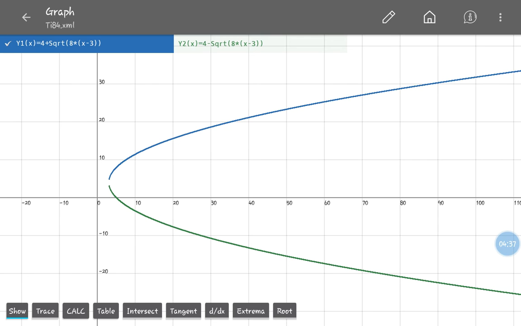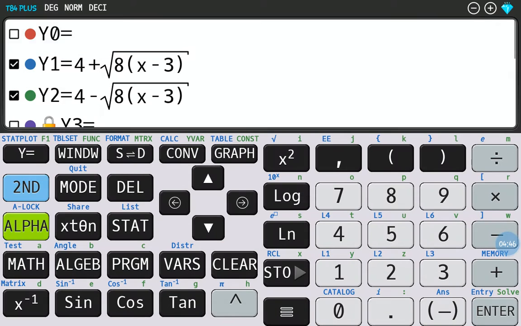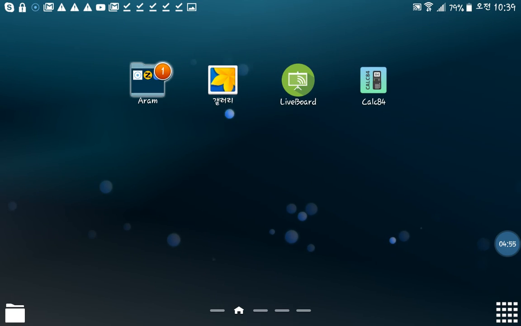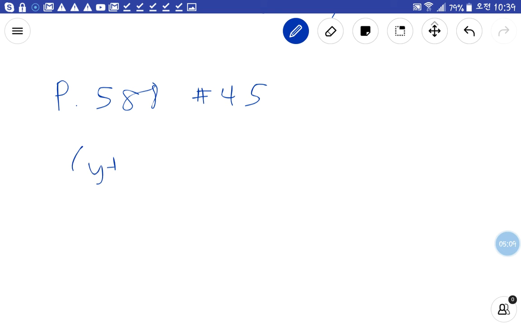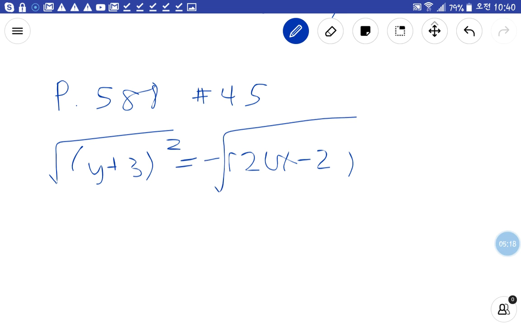Alright, so I'm going to go to number 45 to graph it and show it here. Let's go back. For this number 45, you have to do something, right? You need to do the square root first. Page 588, number 45. You have (y + 3)^2 = 12(x - 2). First, you need to put the square root on each side with the plus or negative.